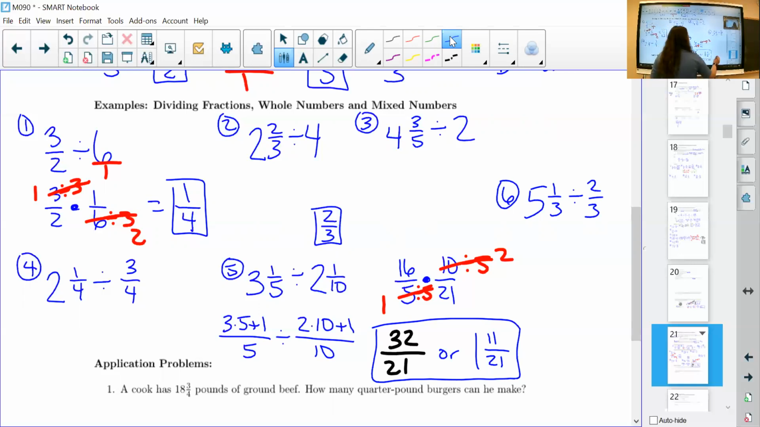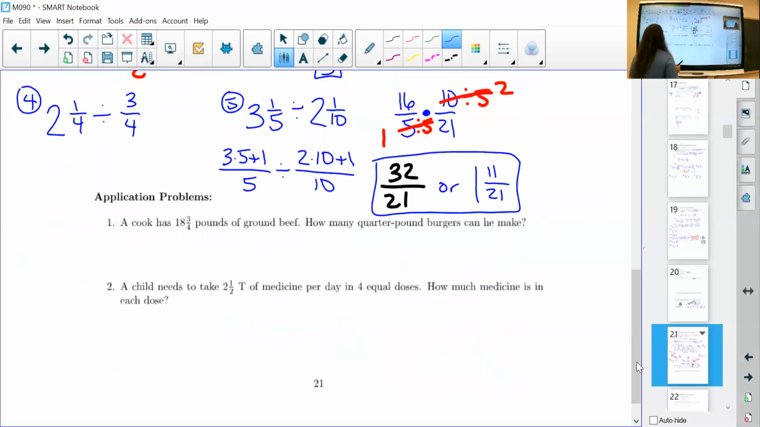And let's look at the application problems. So we have 18 3/4 pounds of ground beef. We want to make 1/4 pound burgers. Well, what do we do with those numbers? Add, subtract, multiply, divide. We don't even really have a number here. How do we do this? So the first thing to do is to write in our numbers. That's how I would start it anyway. So we have 1/4 pound, and we have 18 3/4 pounds.